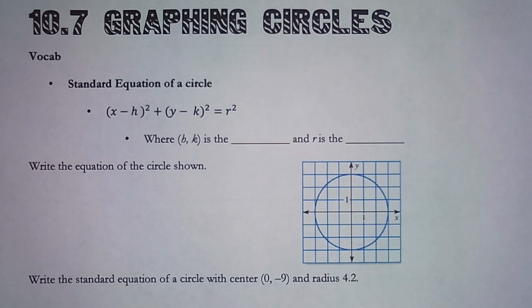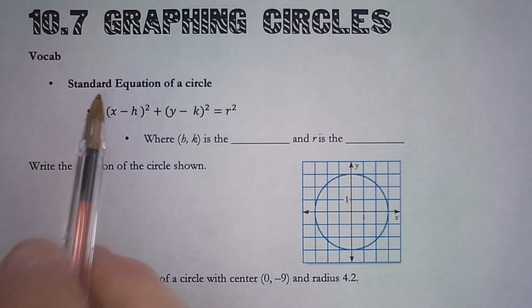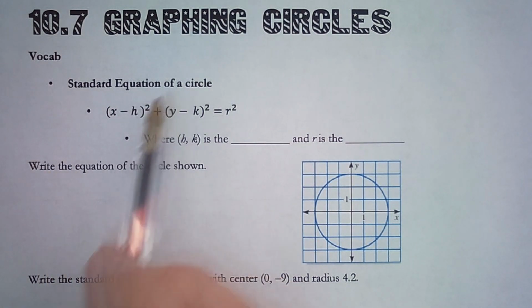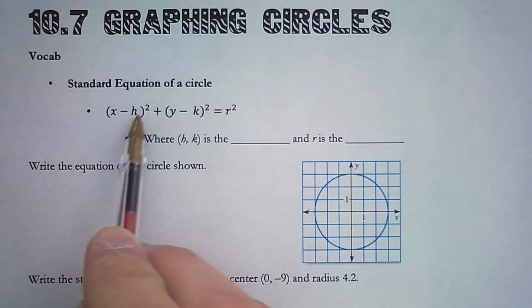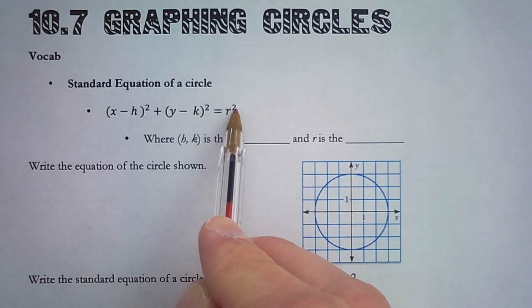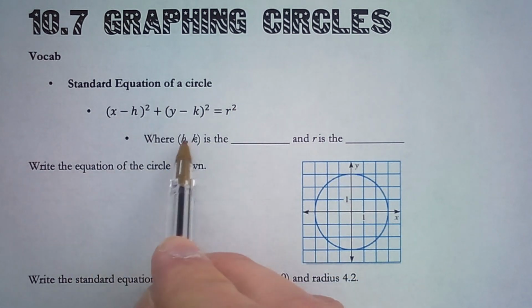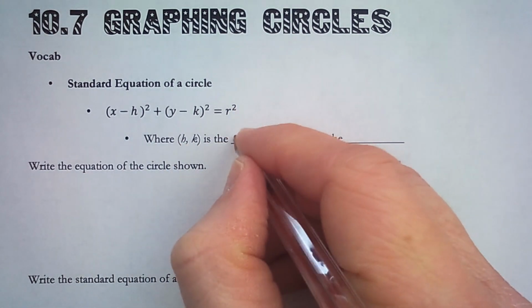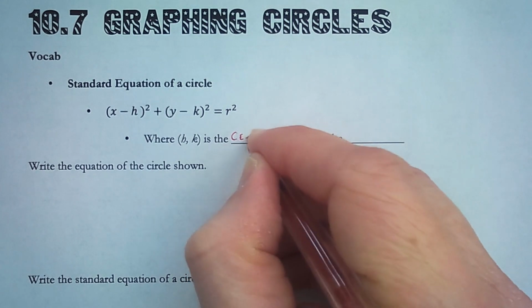Hey guys, today we are going to talk about graphing circles and writing equations of a circle. Okay, so here we have the standard equation of a circle. It's in the form (x minus h) squared plus (y minus k) squared equals r squared. H and k make up the center of the circle.